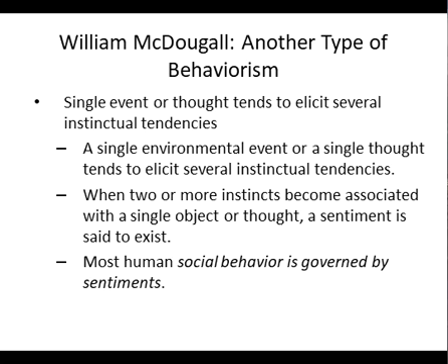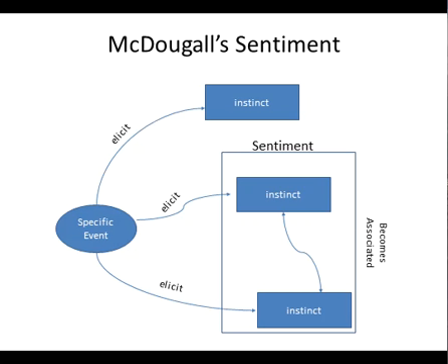So, a single event or thought tends to elicit several instinctual tendencies. A single environmental event or a single thought tends to elicit these tendencies when two or more of these instincts become associated with a single object or thought. A sentiment is said to exist. Most human social behavior is governed by sentiment. Let's go over that real quickly again. A single environmental event or a single thought tends to elicit several instinctual tendencies. When two or more instincts become associated with a single object or thought, a sentiment is said to exist. And most human social behavior is governed by sentiments. So we have a specific event that will elicit these instincts, and when a couple of them become associated with one another, we see a sentiment has occurred.